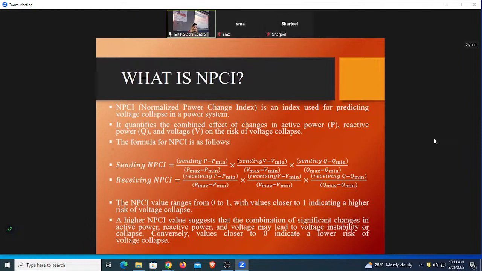The NPCI value also ranges from 0 to 1, with values closer to 1 indicating a higher risk of voltage collapse. A higher NPCI value suggests that the combination of significant changes in active power, reactive power, and voltage may lead to voltage instability or collapse. Conversely, values closer to 0 indicate a lower risk of voltage collapse.